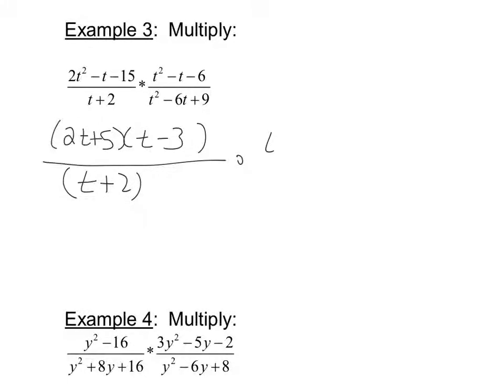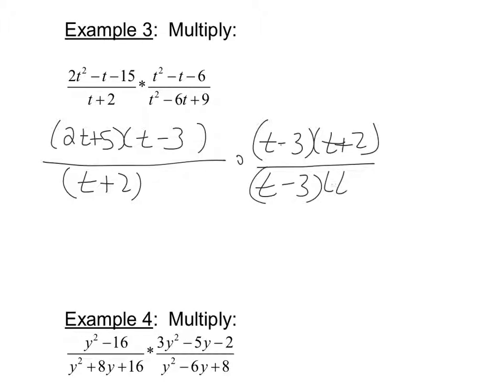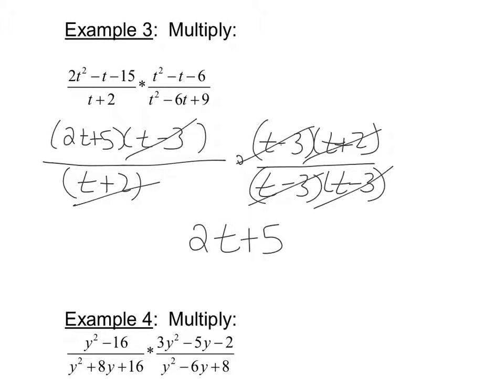Multiplies negative 6, adds to 1. Negative 3, positive 2. Bottom one is negative 3 and negative 3. So t plus 2's cancel, these t minus 3's, these t minus 3's because top and bottom, so they all cancel. So what are we left with? 2t plus 5. Okay, let's take a look at another.